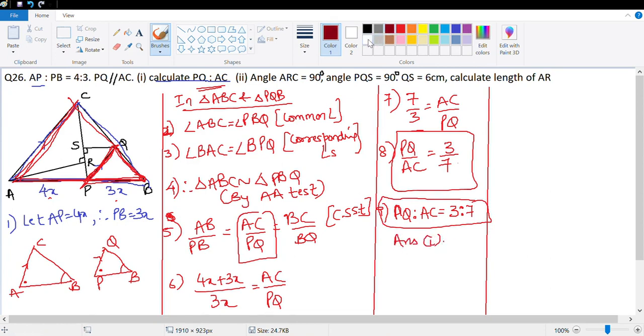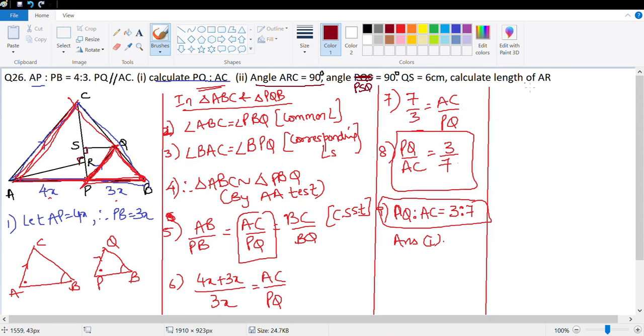Done. Let's look at part 2. Angle ARC is equal to 90 degrees. So ARC, which is this angle, is 90 degrees, and PSQ, what angle is given? I copied the question incorrectly because I have marked PSQ as 90. Let me just look at this. I have written the question incorrectly. This is not PQS, this is PSQ, because I have marked this here correctly, but I wrote PQ.